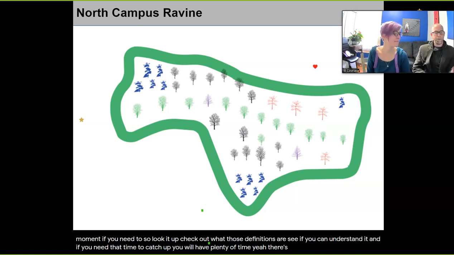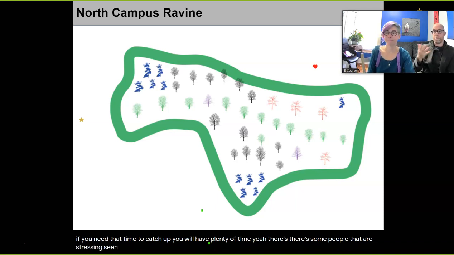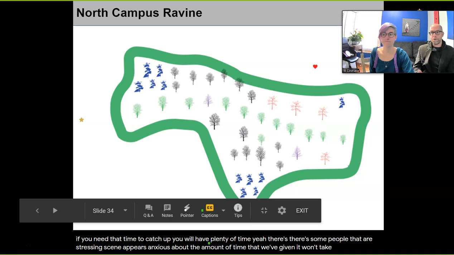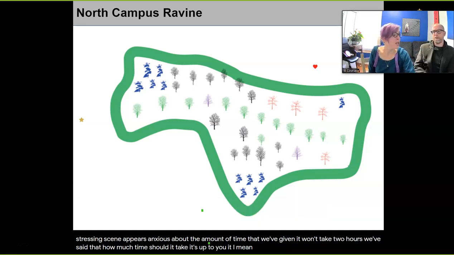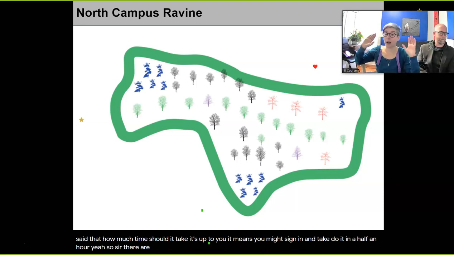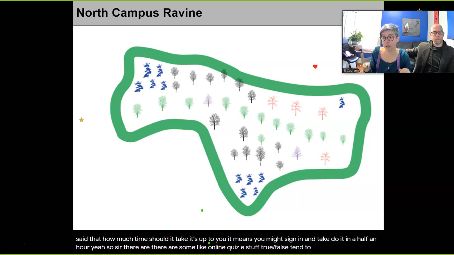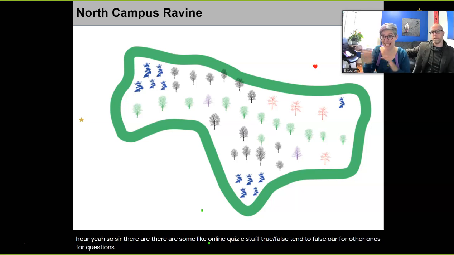There are some people that are stressing or appear anxious about the amount of time that we've given. It won't take 2 hours. How much time should it take? It's up to you. You might sign in and do it in half an hour. There is some online quiz stuff, ten true-false questions. And then there are four other questions. They're short answer.